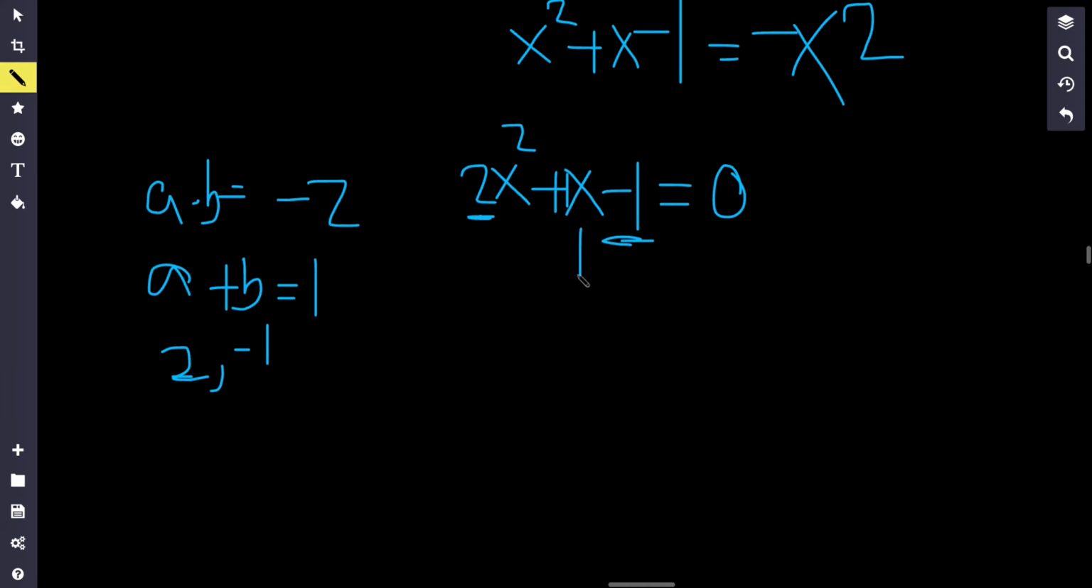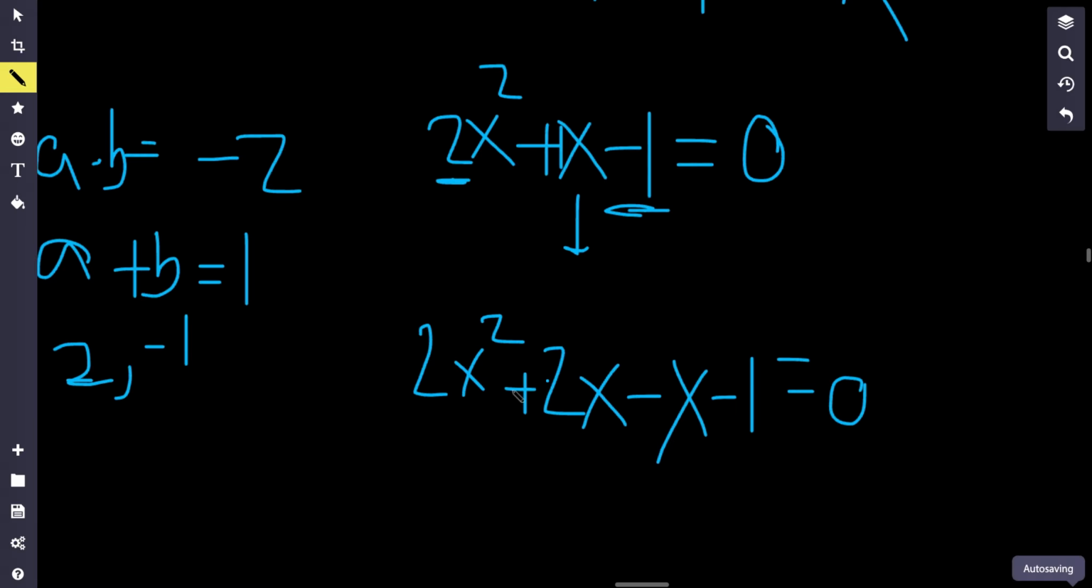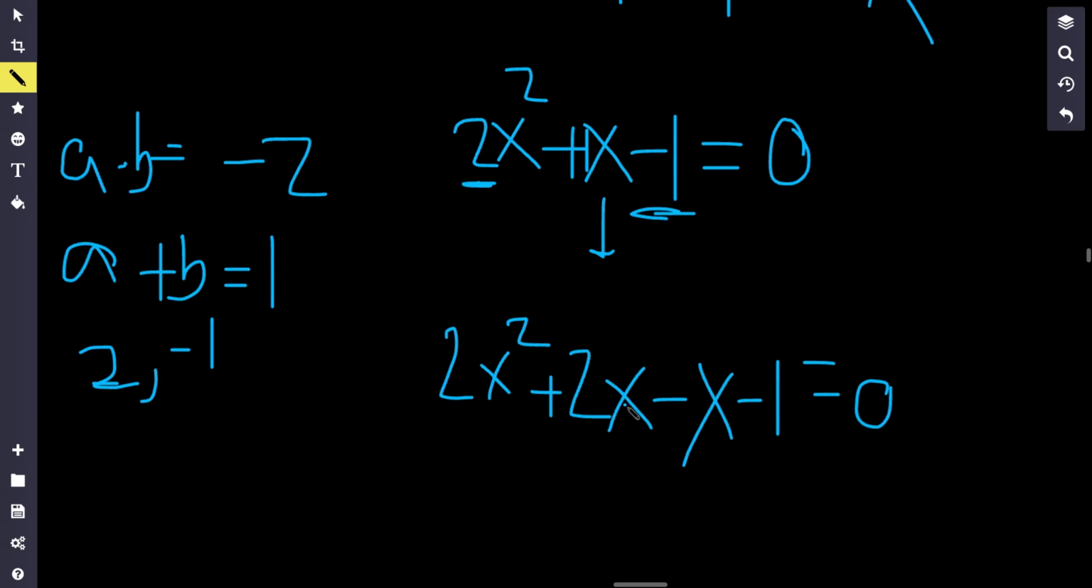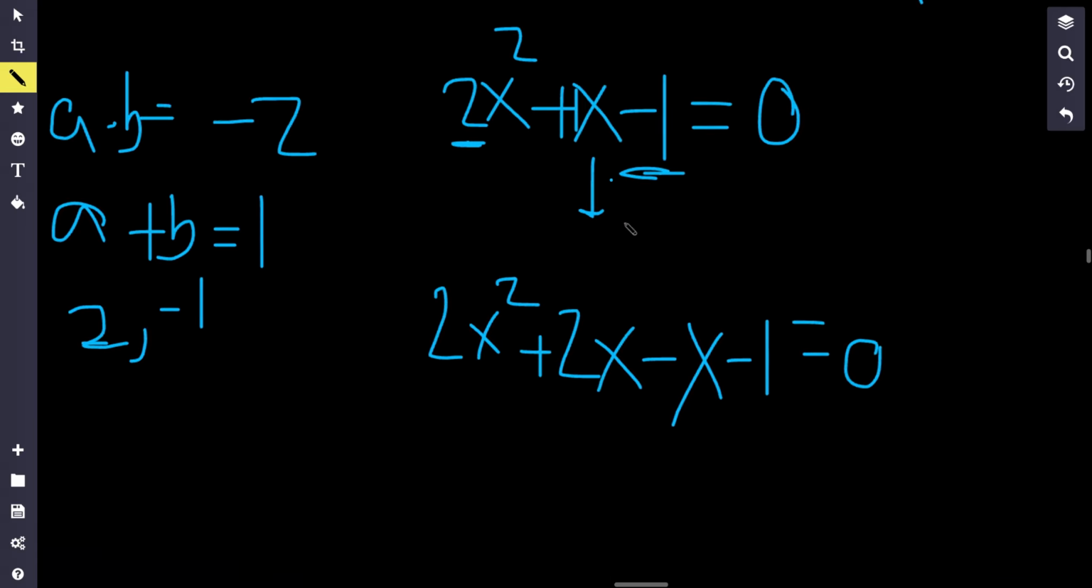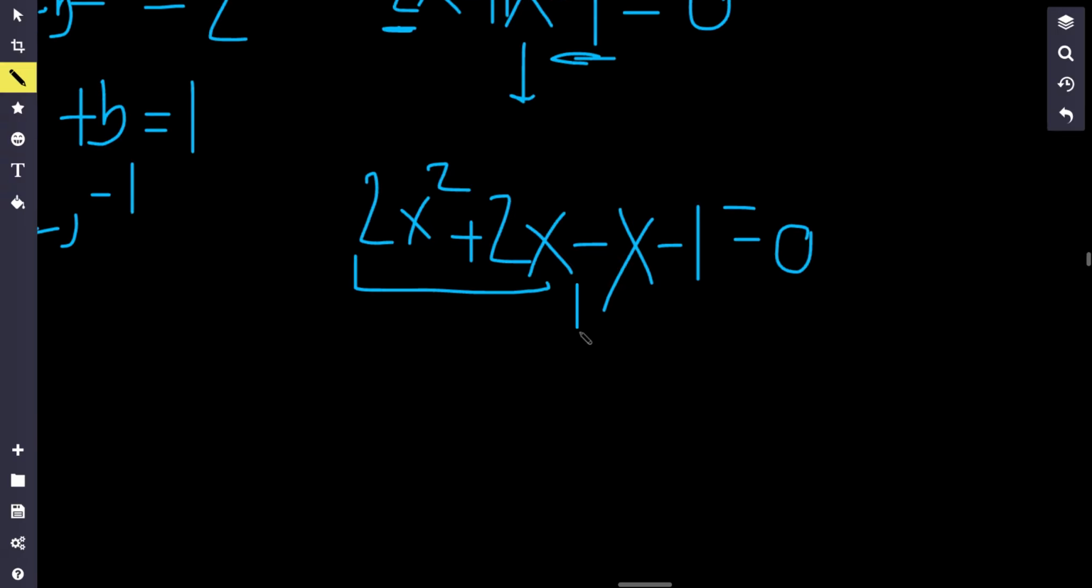So I can actually rewrite this 1x right over here, so I'm going to have 2x squared plus 2x minus x minus 1 is equal to 0. And notice how I didn't change the value of this equation, because 2x minus x is equal to 1x. Now I can factor this by grouping.